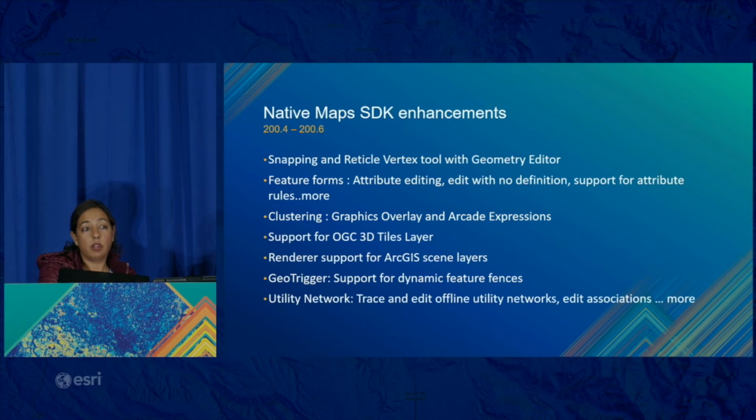So ArcGIS scene layers render has always been read-only, but in 205 we added support for setting a render on an ArcGIS scene layer. There are updates in the GeoTrigger space. There is support for dynamic feature fences. And utility network is a big area where lots of features and updates are happening in the past year. You can trace, you can edit offline utility networks, edit associations, and much more. And as I mentioned, this is not the complete list. I highly recommend reading through our release notes to learn more about new features and updates that have happened across SDKs between 204 and 206.